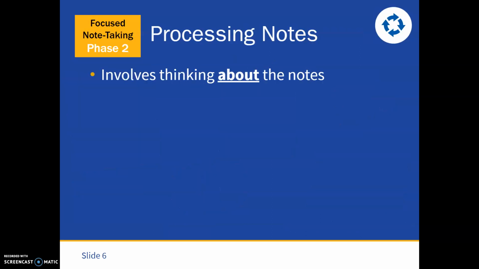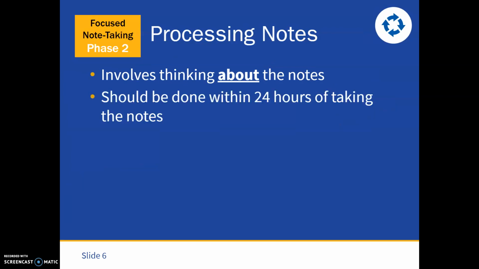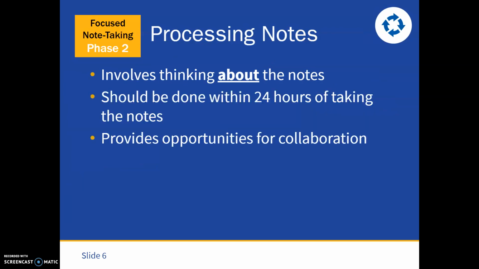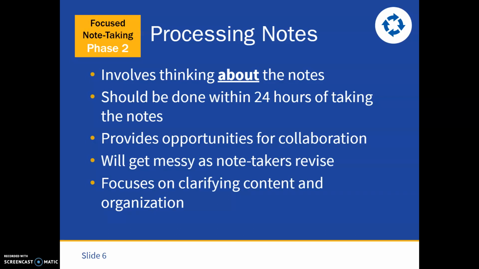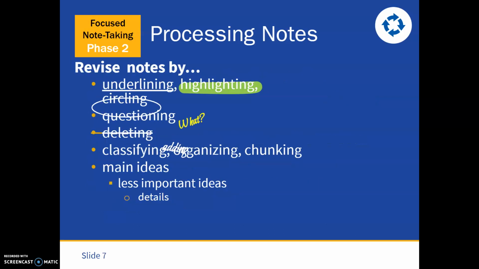So let's move on to phase 2, actually processing notes. So you have to think about the notes. This should be done within 24 hours of taking the notes, and this provides opportunities for collaboration. And it will get messy as we revise, and it focuses on clarifying content and organization. So we want to make sure that we're organizing our content in an effective way. We want to make sure we're, again, going back to those notes and revising them, and then also bringing someone into your notes, like a peer or a friend. Compare and contrast your notes and see what maybe you missed and maybe what they missed, and then we fill in the blank spaces, as we'd say.